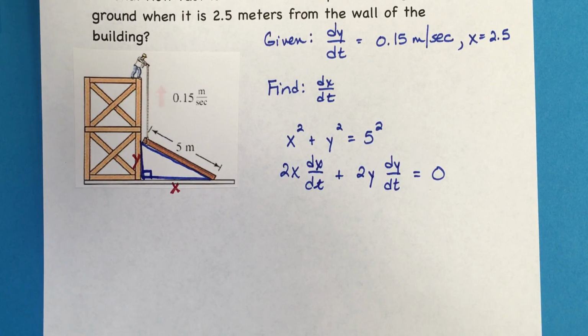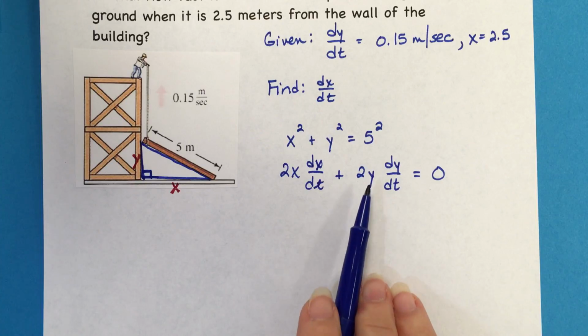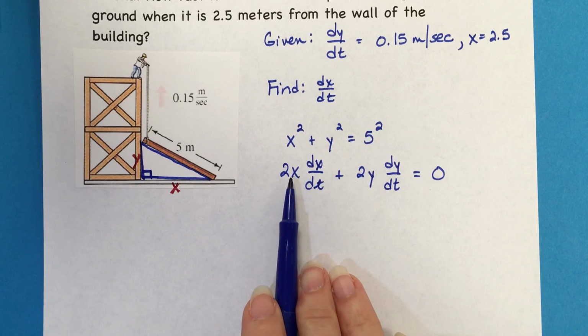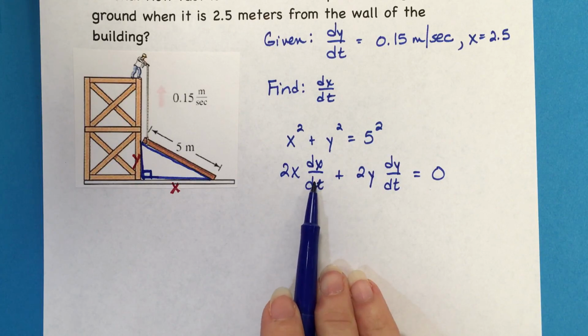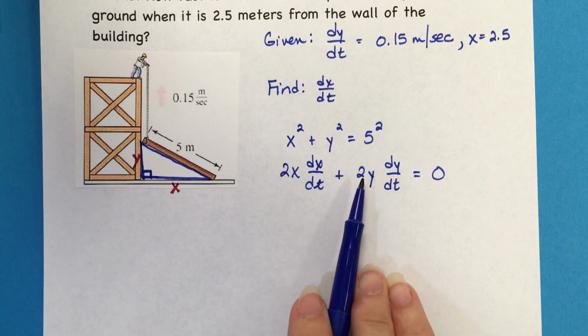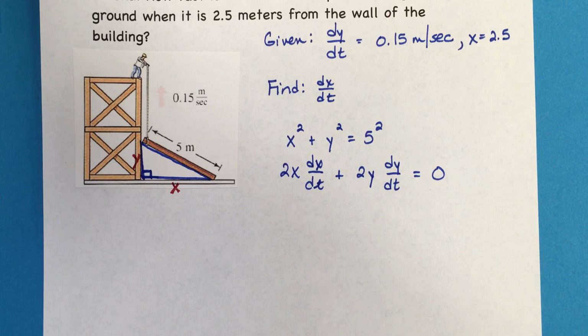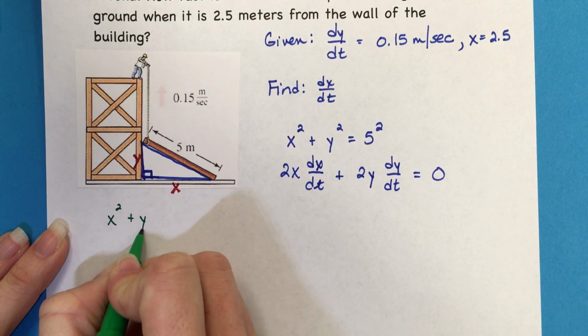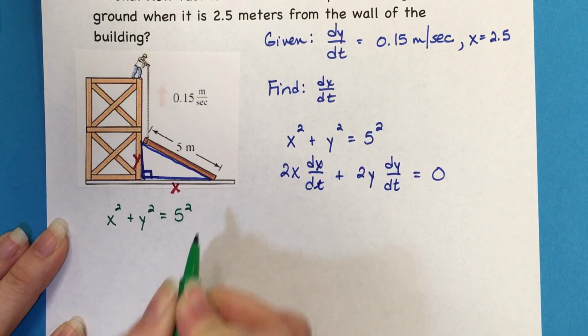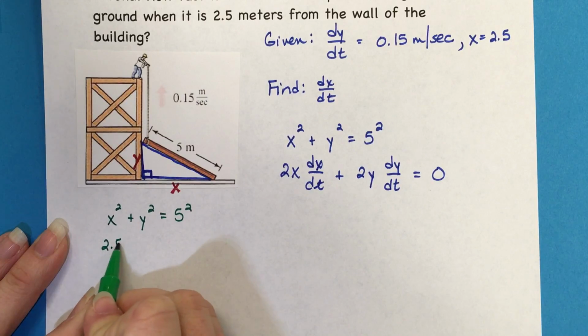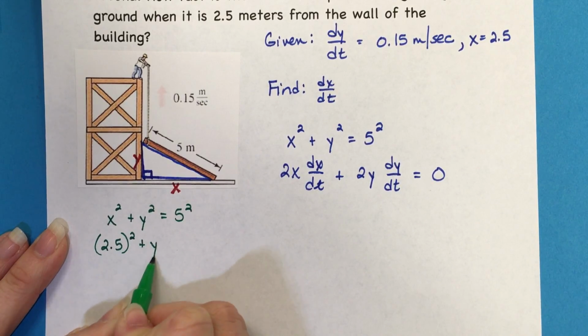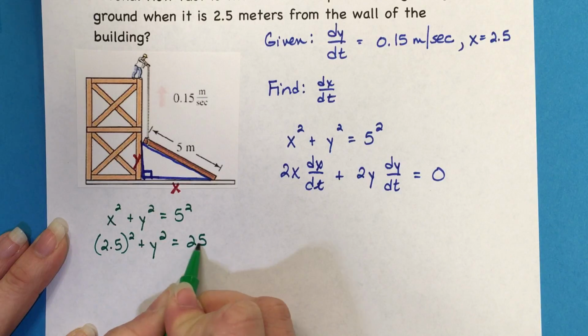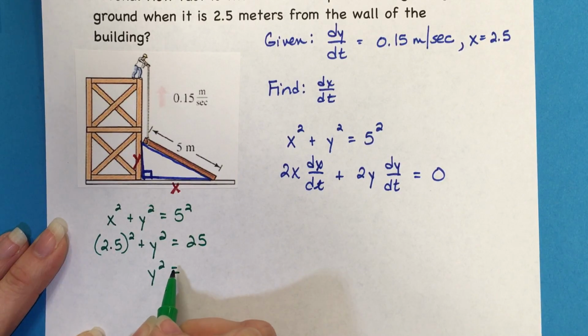Okay, so I don't have y. I was given a value for x, and I'm trying to find dx/dt. I was given dy/dt, so I've got to find y. And you'll do that just like you did on the previous problem, using x squared plus y squared equals 5 squared. So x is 2.5. Okay, so y squared is going to give me 18.75.